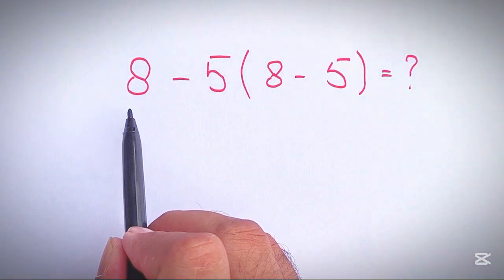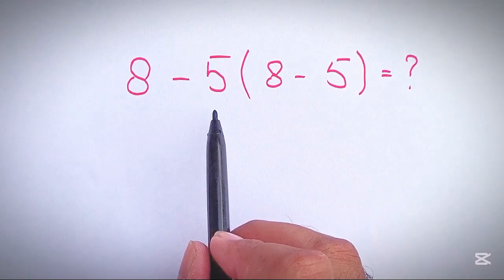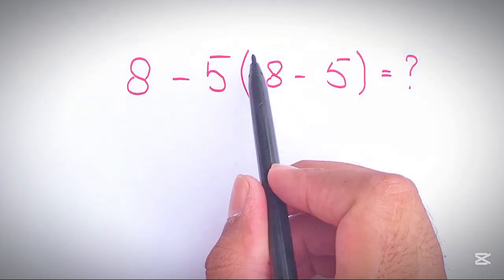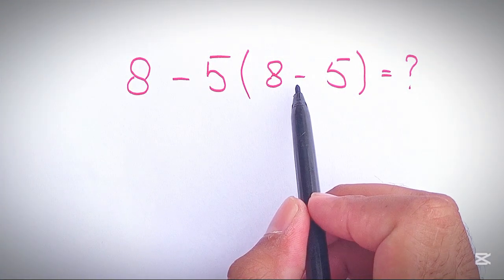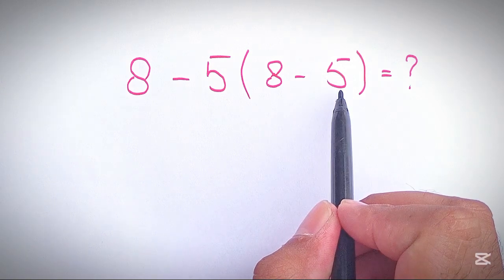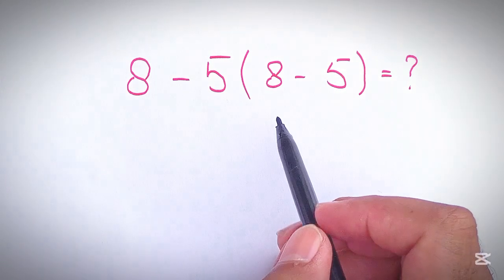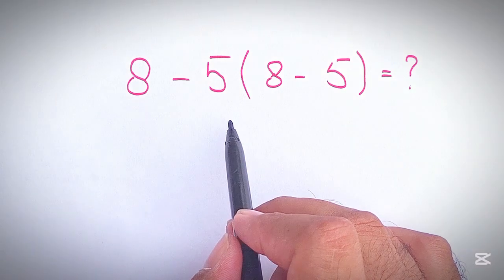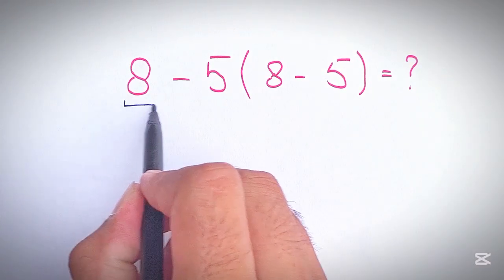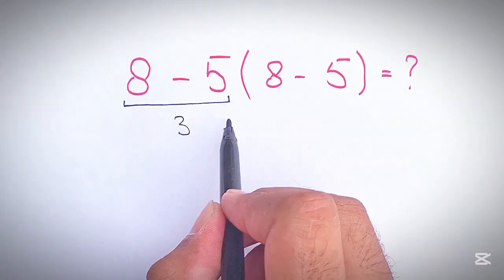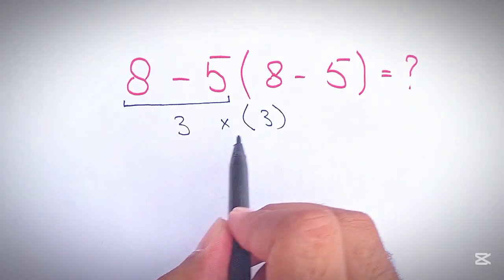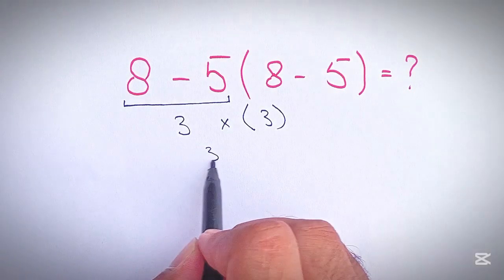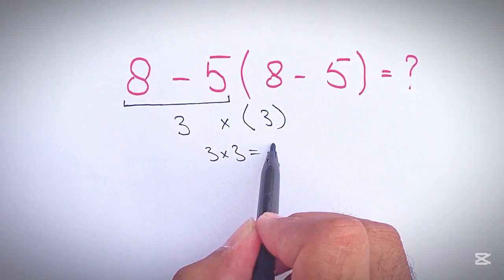In this video, we want to find the value of this expression, which is 8 minus 5, then times this parenthesis, and inside this parenthesis, we have 8 minus 5 again. Are you ready to solve? Let's go ahead and get started. 8 minus 5 equals 3, and 8 minus 5 equals 3 again. So 3 times 3, which equals 9.